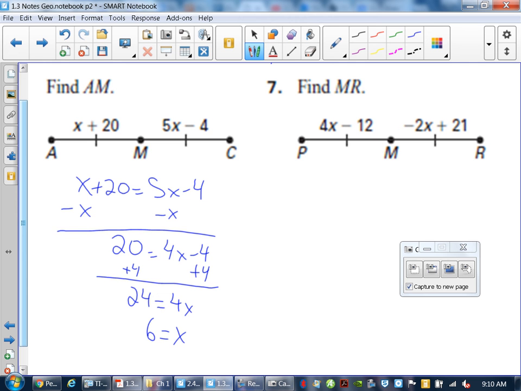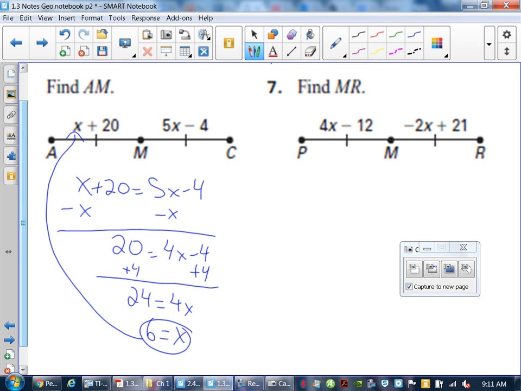Why are we adding? Because M is the midpoint. A midpoint cuts the thing into 2 equal parts. That means those 2 chunks are going to be the same. So now if 6 is x, they're asking you to figure out what AM is. Take the 6 and substitute back in. What's 6 plus 20? 6 plus 20 is 26. There you are.